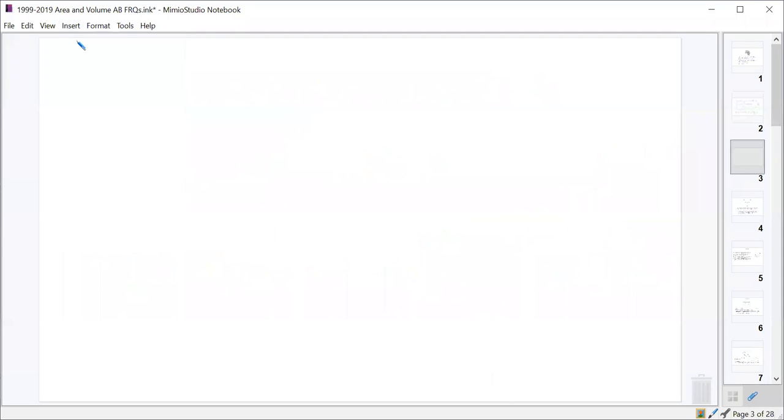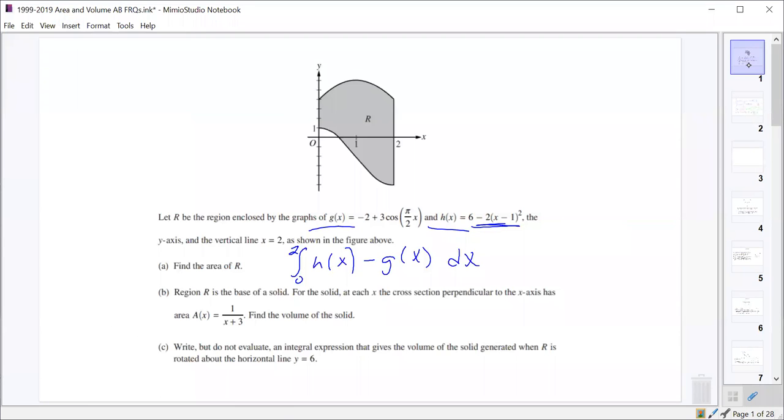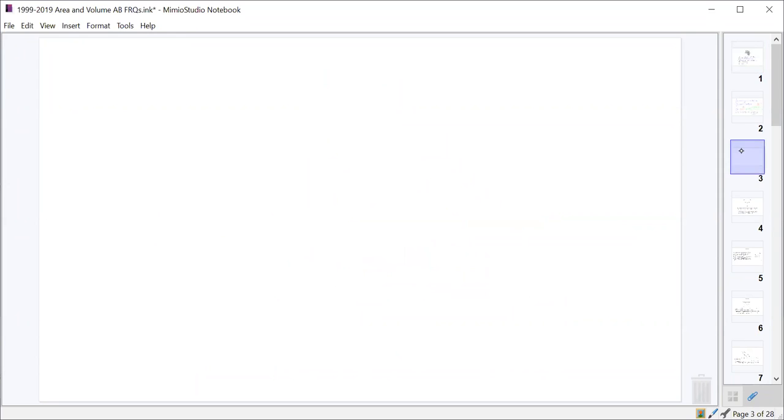All right, part B says region R is the base of a solid, and at each x, the cross section perpendicular to the x-axis has an area of 1 over x plus 3. So this is not a solid of revolution, is it? It didn't say we're revolving around something. This is a cross-sectional area problem. And what was the formula that we used?